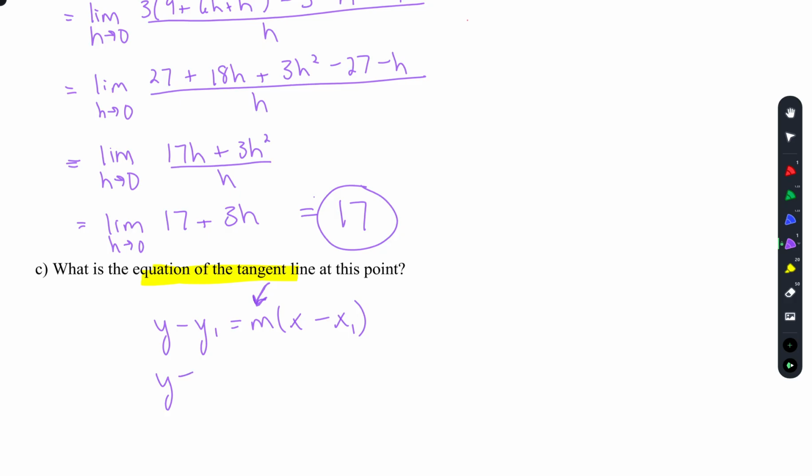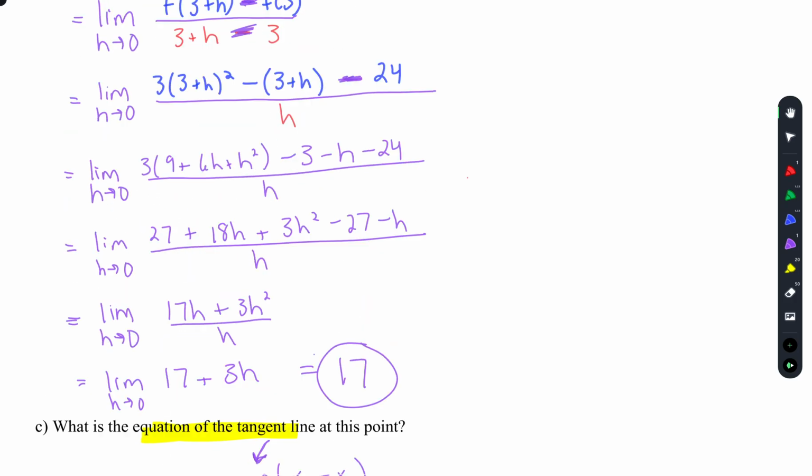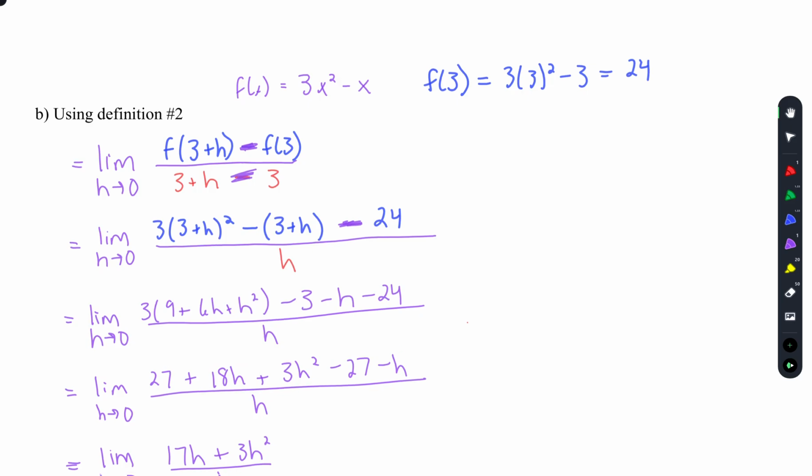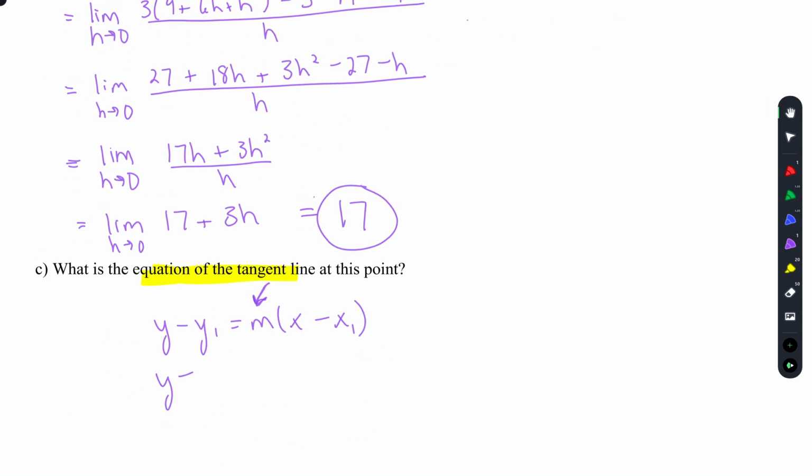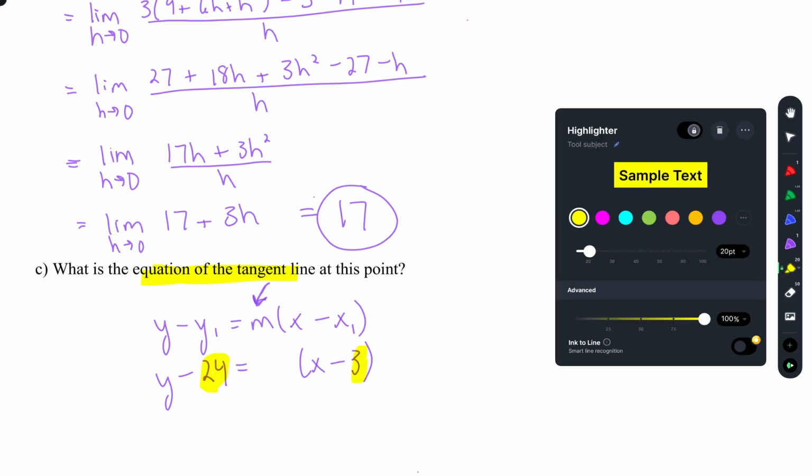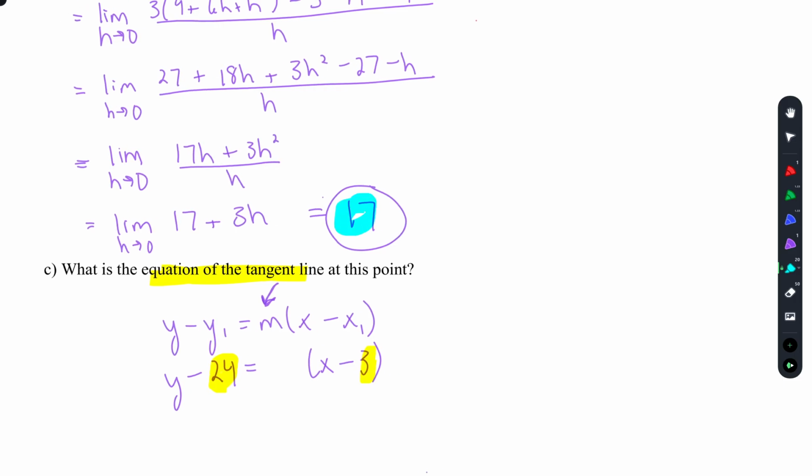Wait, what was the point? What was the ordered pair again? It was 3, right? 3 and 24, right? Yeah, so 3, wait, 24. Put the 24 in the y spot, guys. Okay? And then the 3 in the x spot, and then the slope was the most painful part. That's always that number, so you just throw that guy over there. And then that's it.